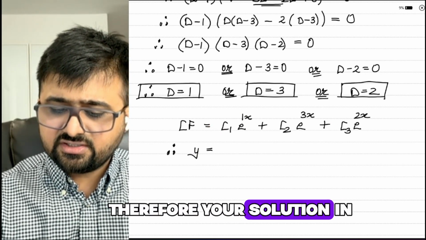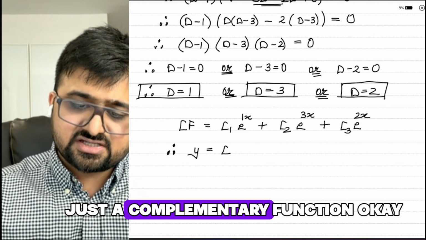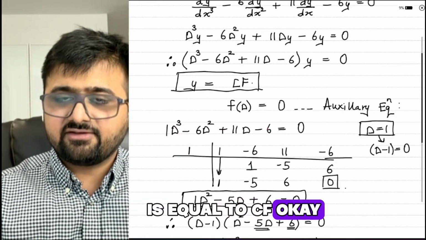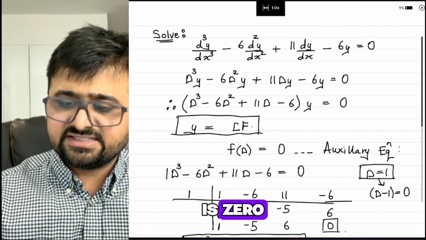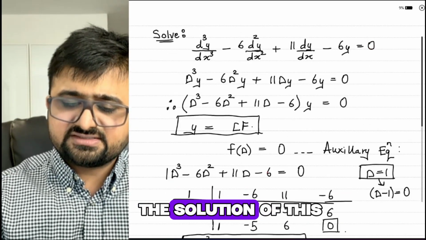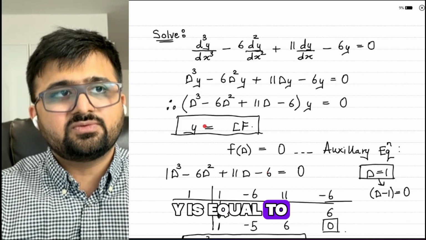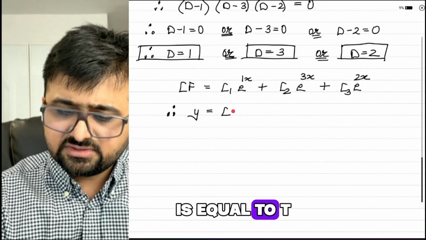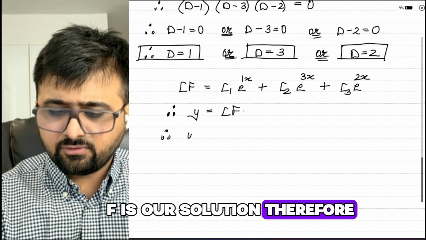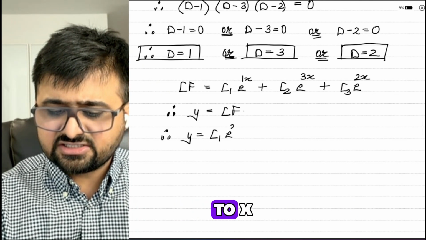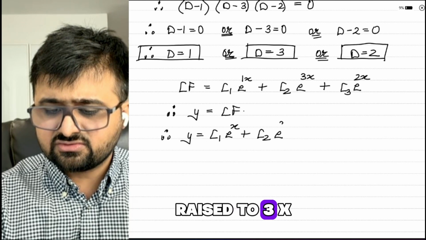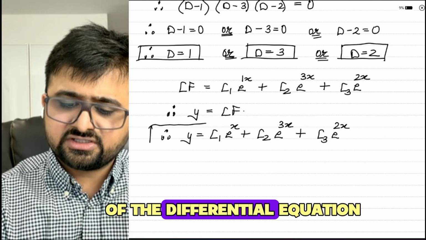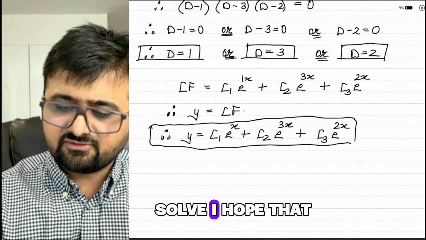Therefore, your solution in this case is nothing but the complementary function. If you remember from the top, we just have y is equal to CF, because our particular integral is 0, because our right hand side is 0. So y is equal to CF is our solution. Therefore y is equal to C1 e^x plus C2 e^(3x) plus C3 e^(2x). This is the solution of the differential equation that we wanted to solve. I hope that makes sense.